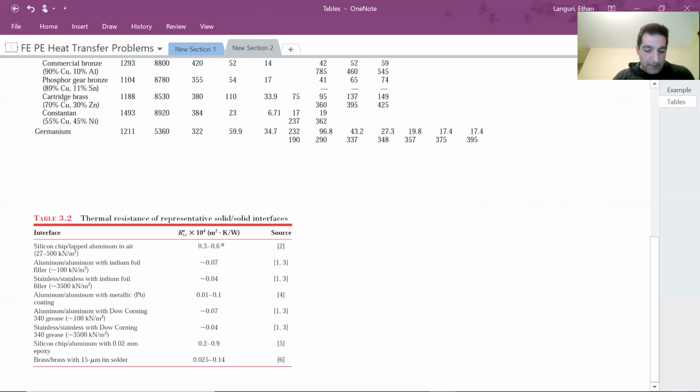So in this case, we have a silicon chip and aluminum, solid to solid. And by the way, we have a 0.02 millimeter epoxy. So that's a perfect match for our example. In this case, I can pick anything from 0.2 to 0.9. And to be more conservative, we can take the max resistance, assuming it's the worst case. So my resistance would be 0.9 times 10 to negative 4 meters square Kelvin over watt, correct?